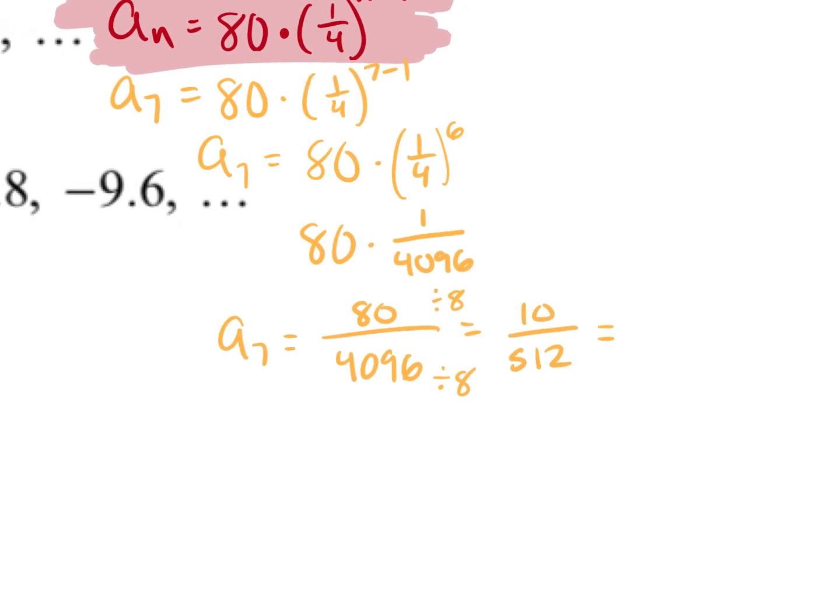Can we simplify this anymore? We can divide them by 2. So it'd be 5 over 256.